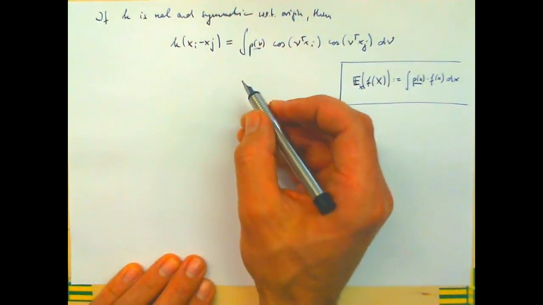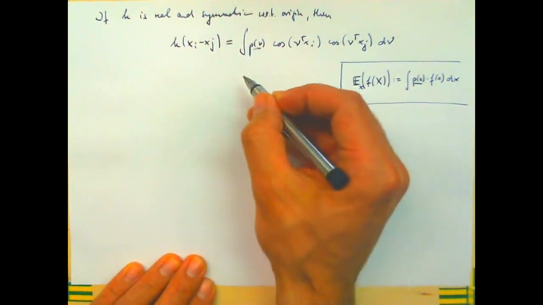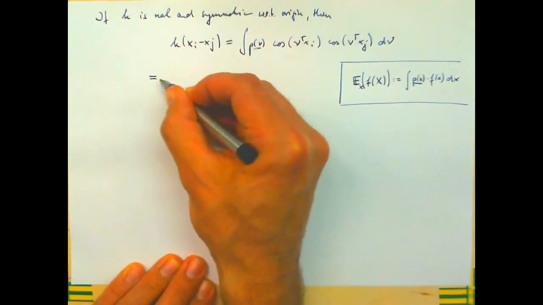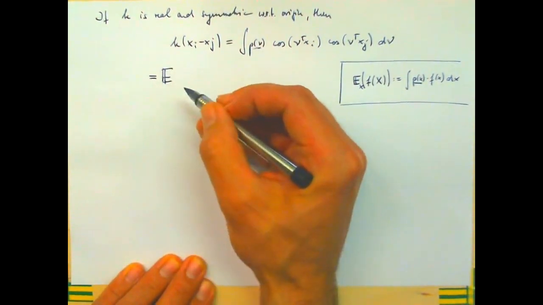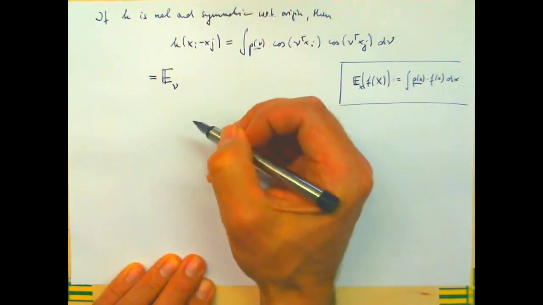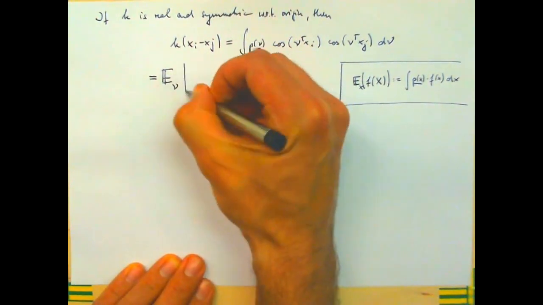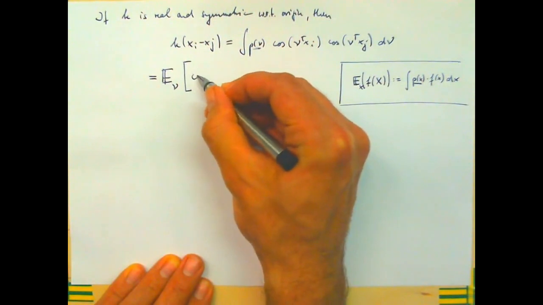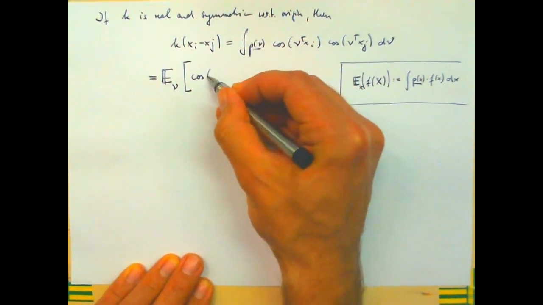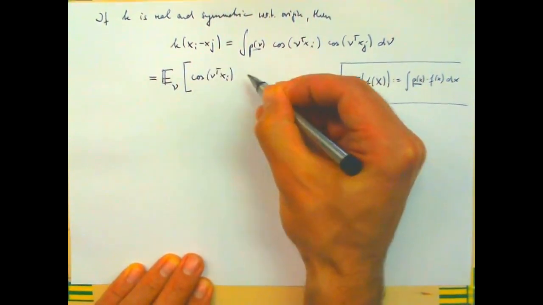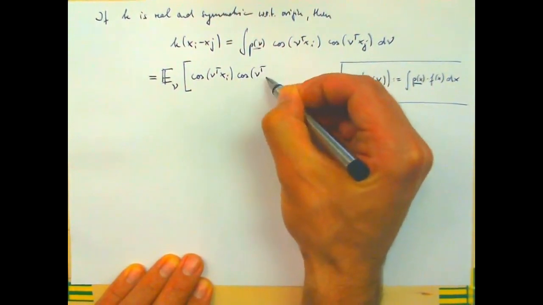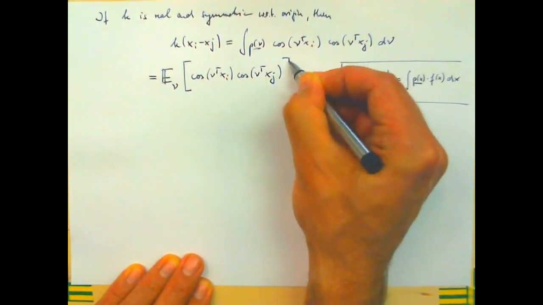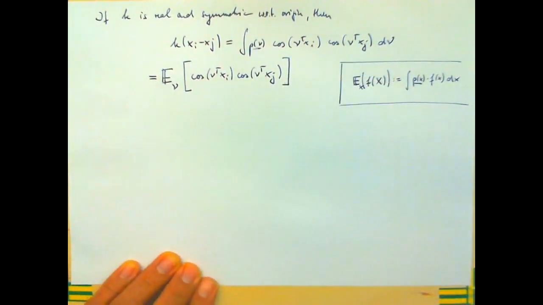So in other words, that means I can rewrite that as an expectation. I can say that this is the same as the expectation with respect to frequency here of the following. And that is also still exact.